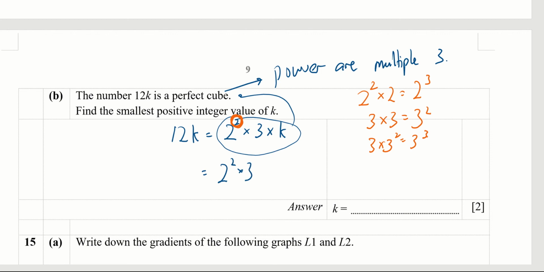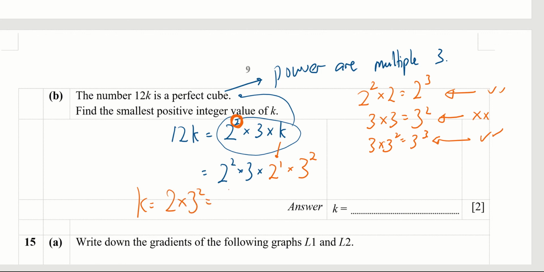So what I will do is I will let k be equals to 2 to the power of 1, because 2 square times 2 is 2 cube. I will let k be 3 to the power of 2, because 3 times 3 is not 3 cube, but 3 times 3 square is 3 cube, right? So then therefore k will be equals to 2 times 3 square, which is 18.